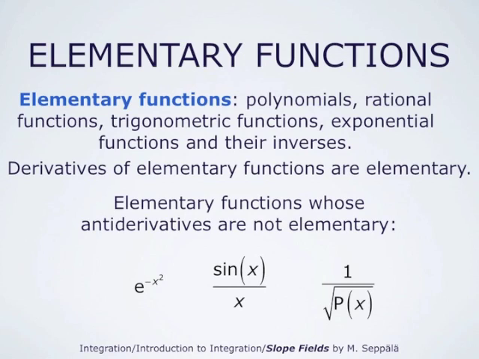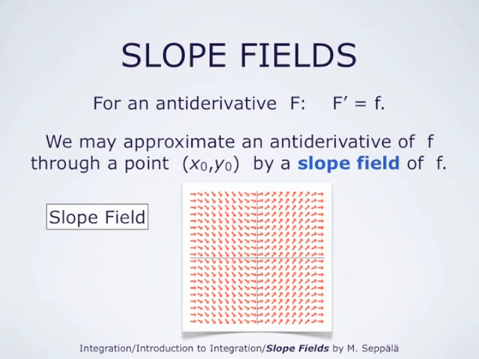So when we have to compute with antiderivatives of these functions, we need to resort to numerical methods. And the simplest such method is provided by the slope fields. So for an antiderivative of a function, small case f, we have that the antiderivative capital case F has the property that capital case F prime equals small case f.